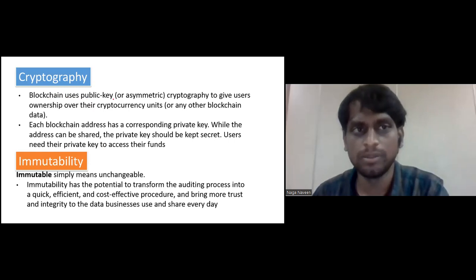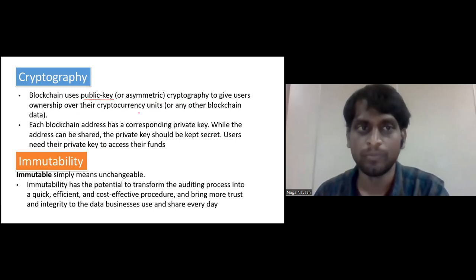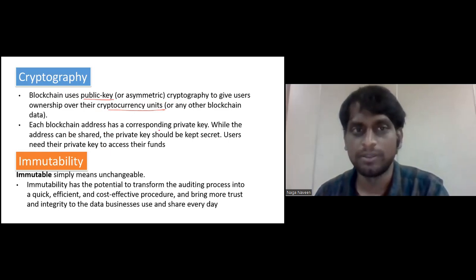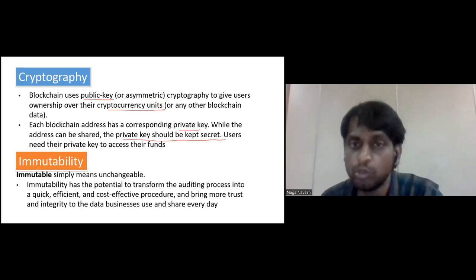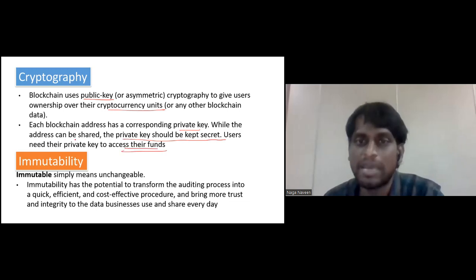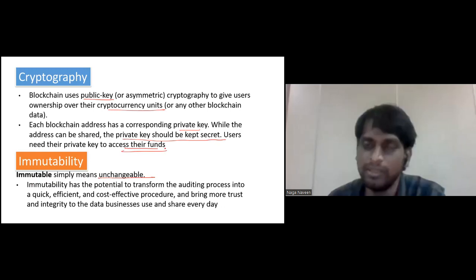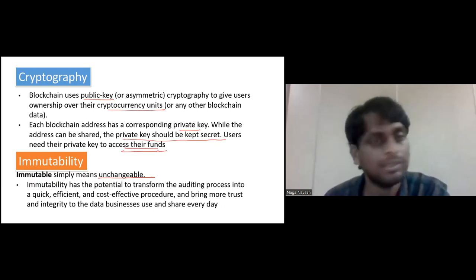First of all, blockchain uses a public key and a private key. These are asymmetric cryptography to give users ownership over their cryptographic units. Each blockchain address has a corresponding private key. While the address can be shared, the private key should be kept secret. This will ensure that only you will have access to your particular account, like online banking, password. Immutability. Immutable means unchangeable. As I said earlier, once you enter some data into the blockchain, it can't be changed.